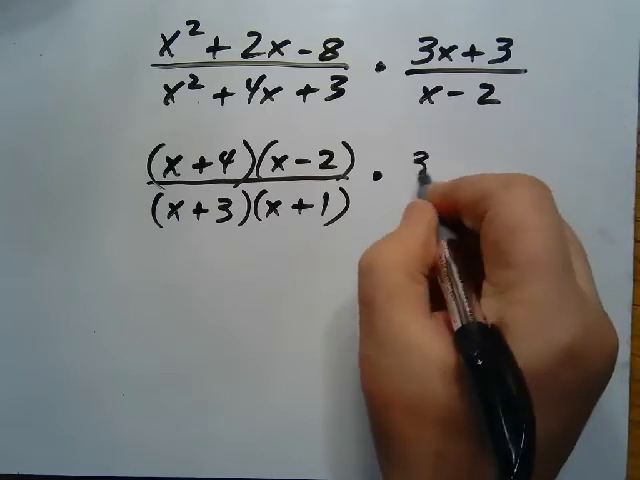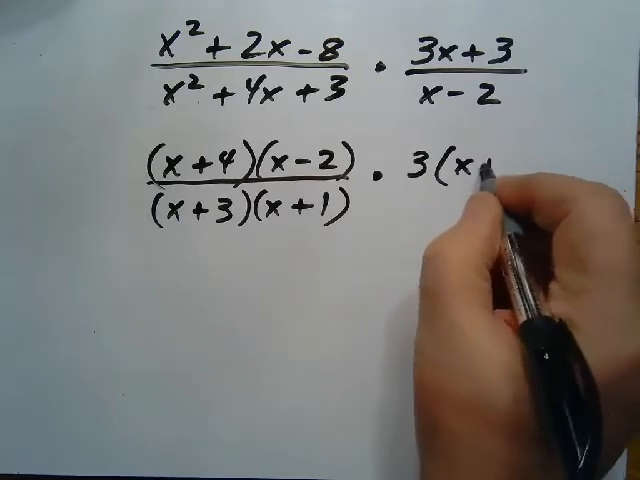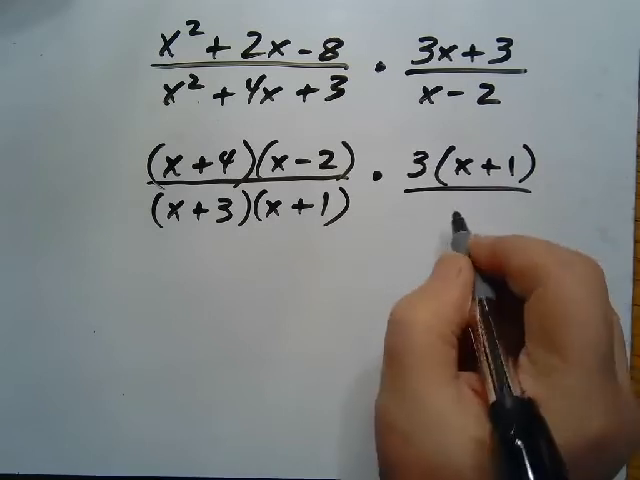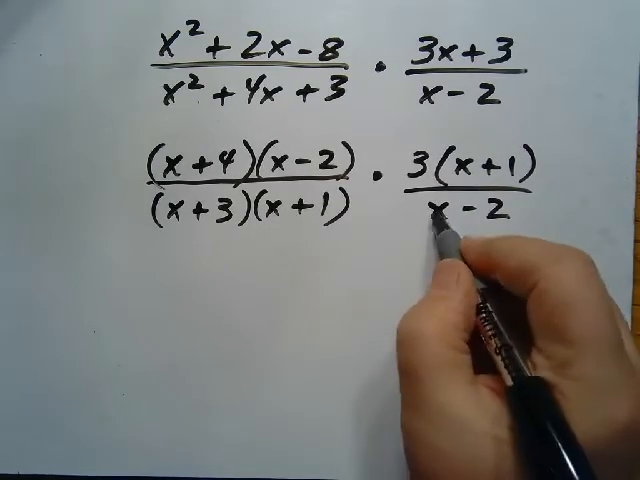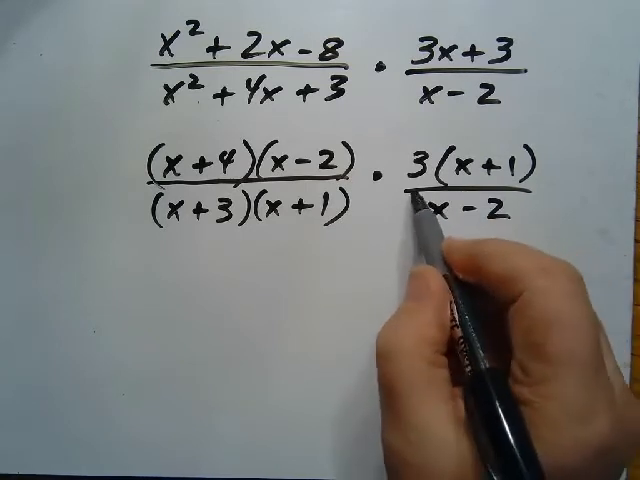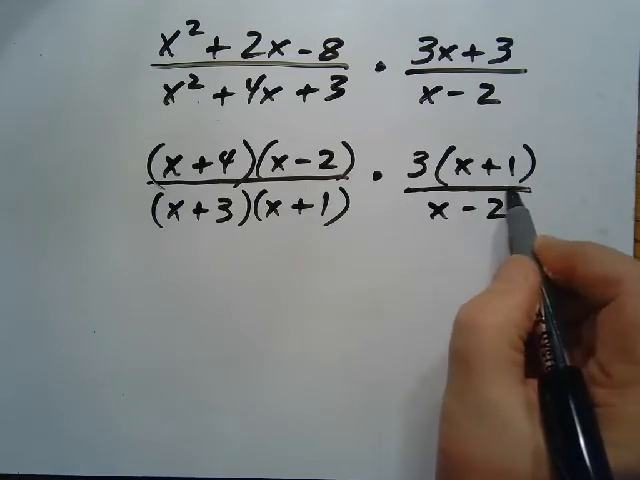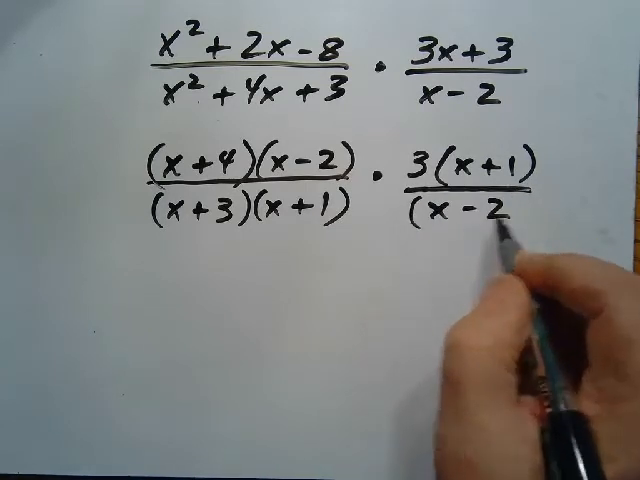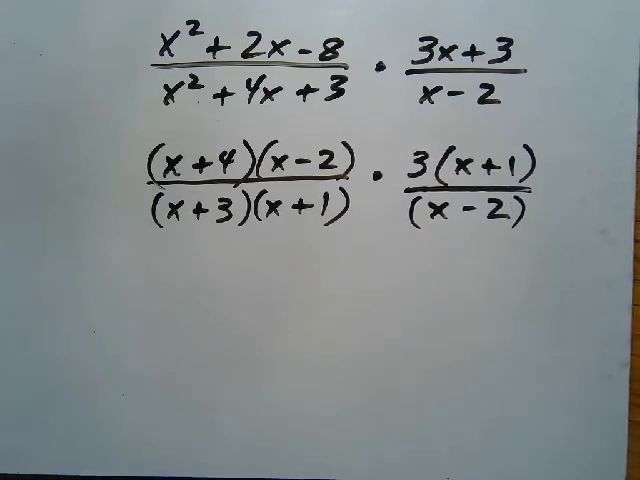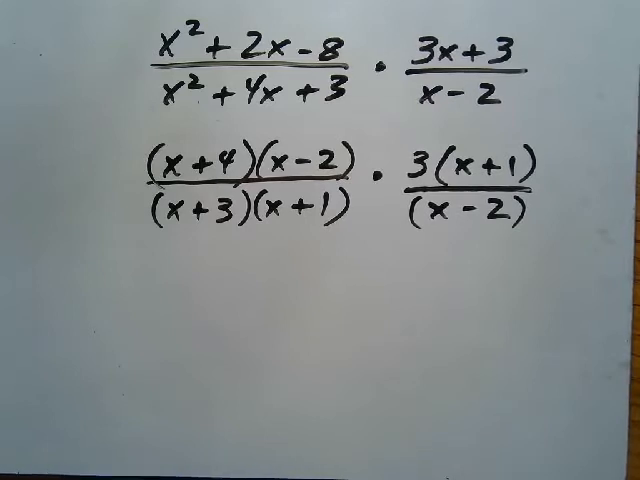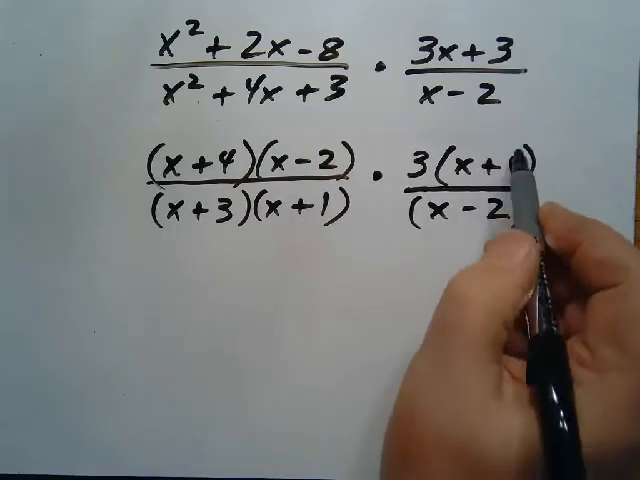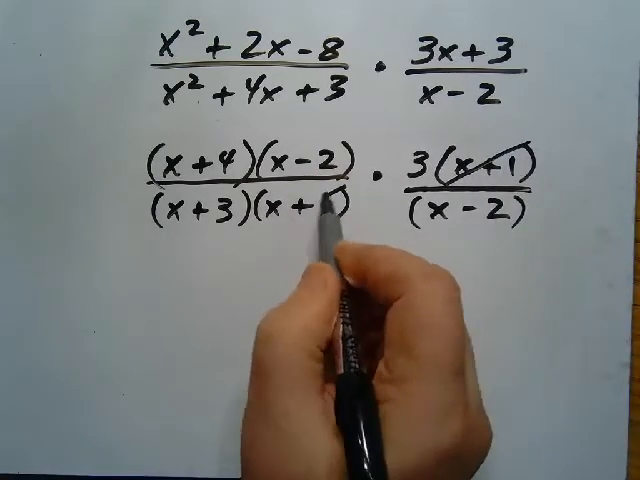Let's take out a 3 and leave behind x plus 1. And then on the bottom, we still have the x minus 2. Now, I'll put parentheses around the x minus 2, but it really doesn't need it because this bar acts like a parentheses anyway. But I'll put parentheses around just to make a point here. These are all factors now. Everything that's in a parentheses is a factor in its own right. And so we can reduce by canceling. And you can see x plus 1 can cancel x plus 1.